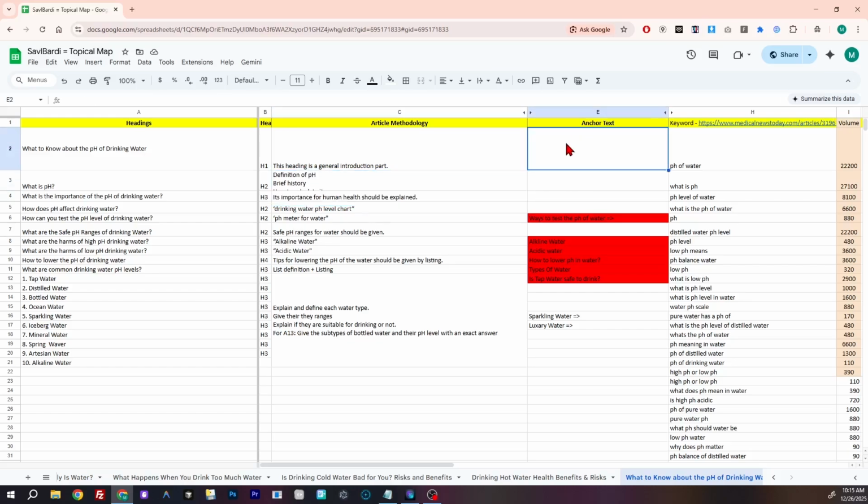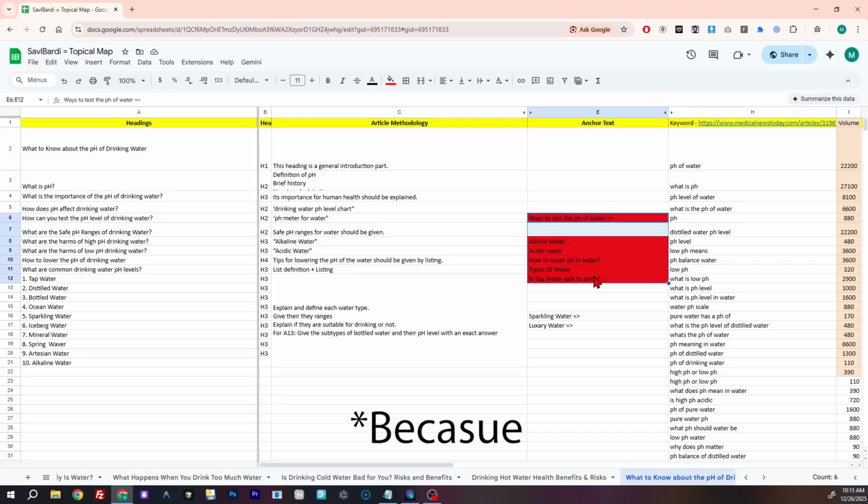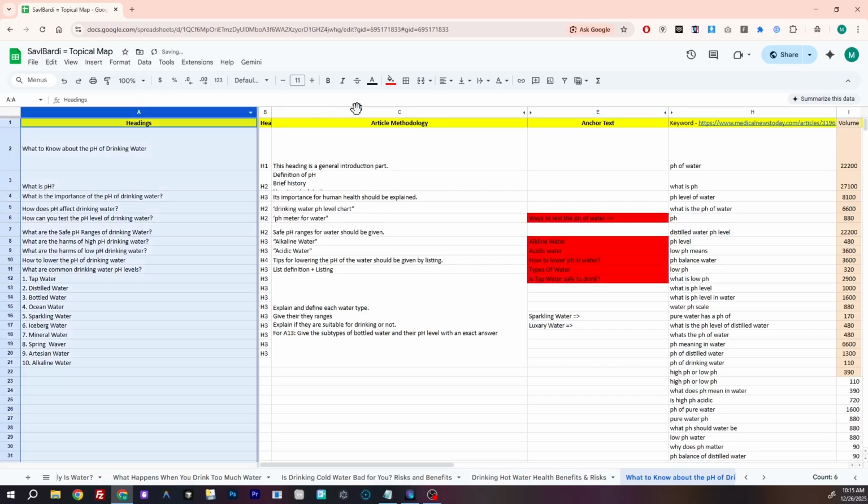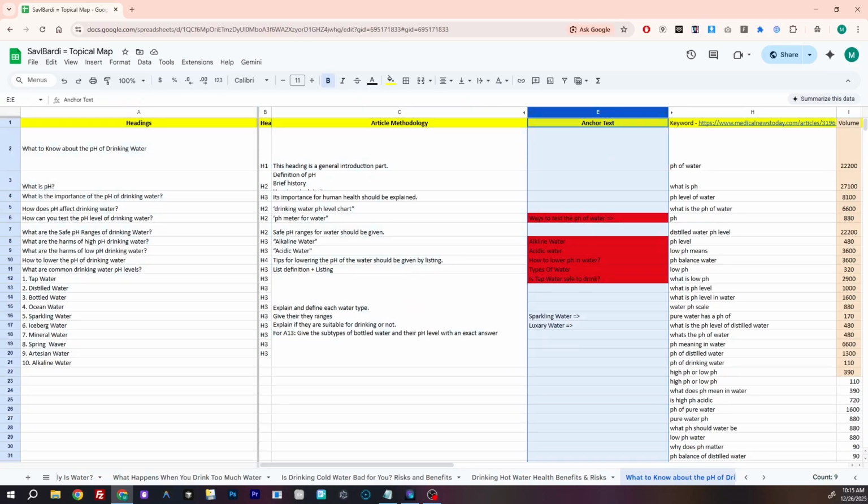And you notice we did not give any internal link from this part. Again, the color is red because before, when we were creating the topical map, we decided on this article, but still these content briefs are not created. That's why they are marked as red. So in the next lecture, we will examine the headings, methodology, and the anchor text. See you in the next lecture.